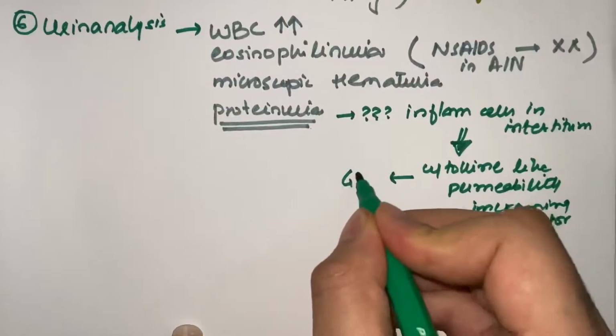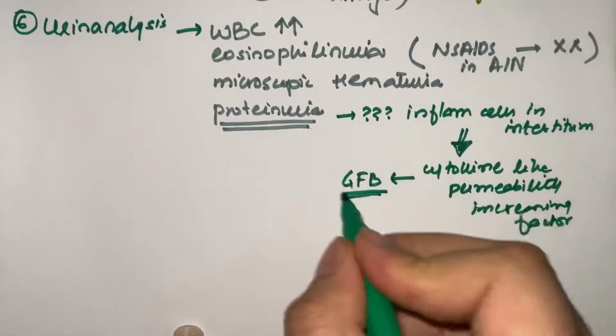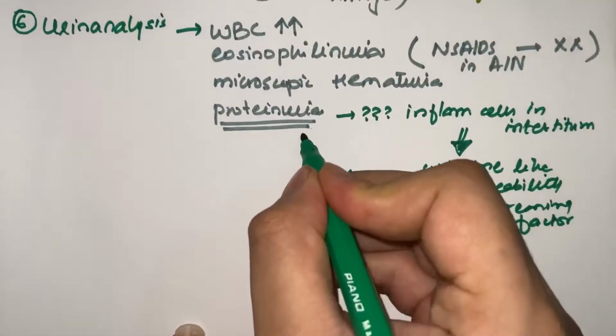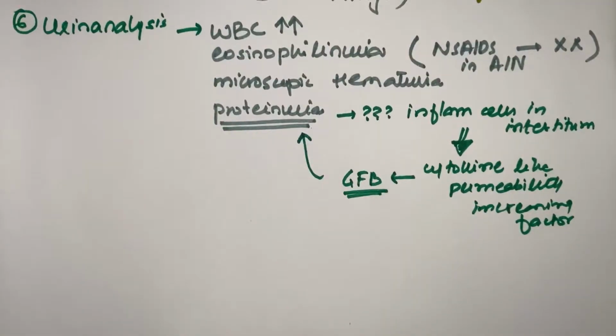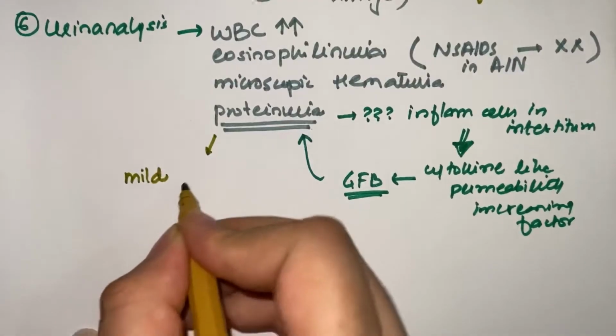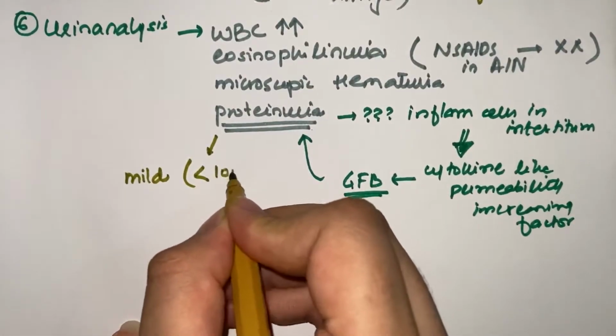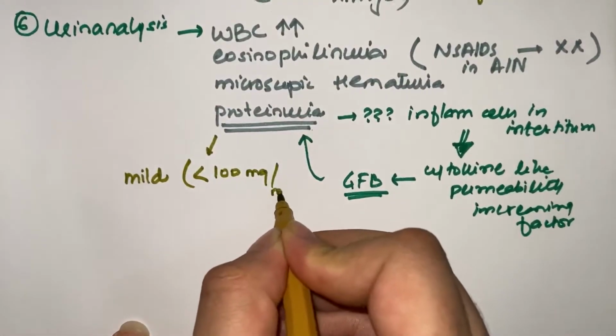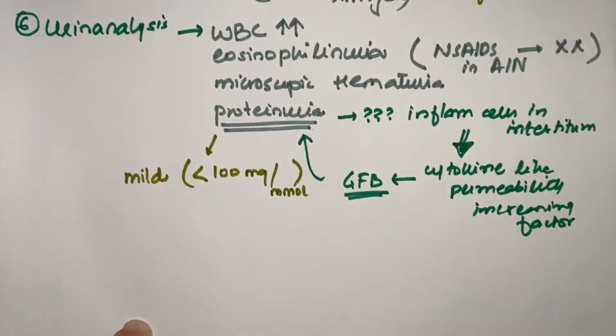We call it the glomerular filtration barrier. That barrier permeability is increased, and as a result proteins start to be lost within the urine. Plus another cause is of course that damage is occurring, so it will cause proteinuria, protein loss. So moving on, which sort of protein loss will occur. First of all, this proteinuria is mostly mild proteinuria, that is less than 100 milligram per millimole. So it's less than that, fine, in most diseases.